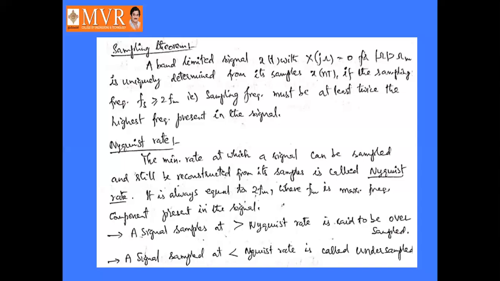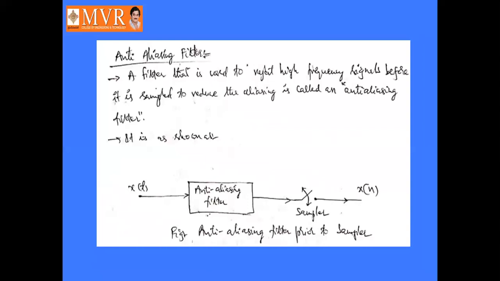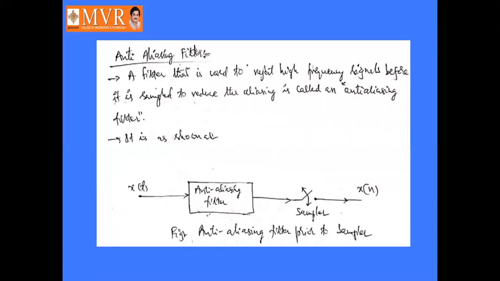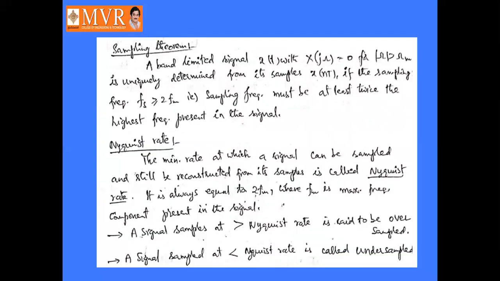If a signal is sampled at greater than the Nyquist rate, it is said to be oversampled. A signal sampled at less than the Nyquist rate is called undersampled. Next, coming to the anti-aliasing filter. So this is about the Nyquist rate. It is the minimum rate at which the signal can be sampled and reconstructed from its samples. It is mathematically represented as 2 fm.